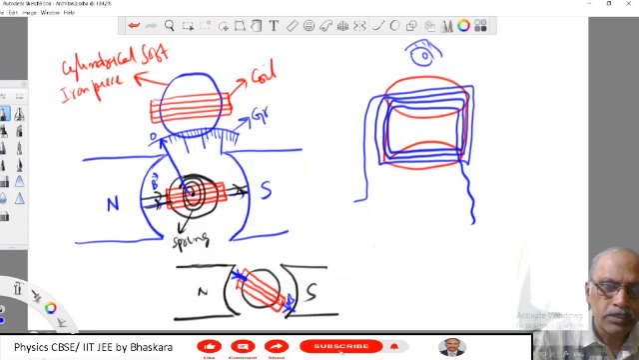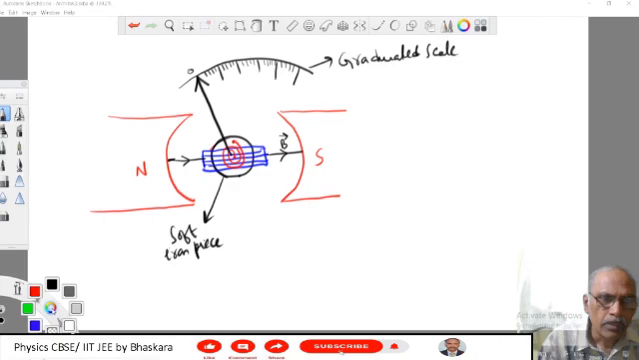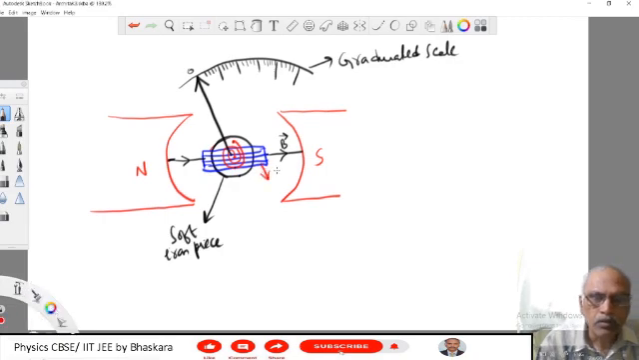So this is the diagram of the moving coil galvanometer. The other one is a spring here. And this is the coil, made of copper wire. And this is a spring.